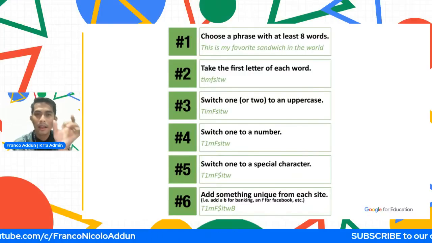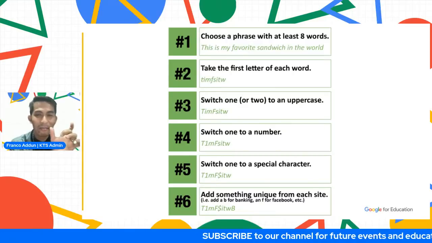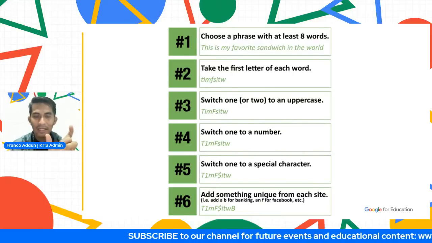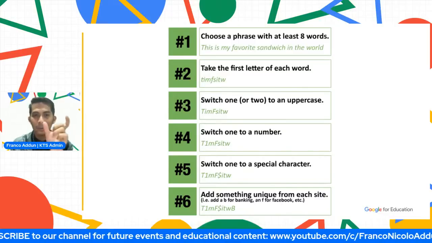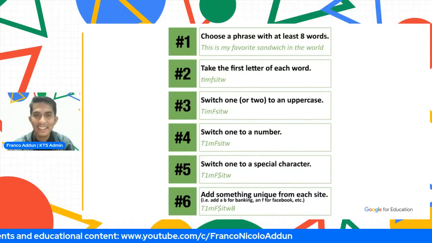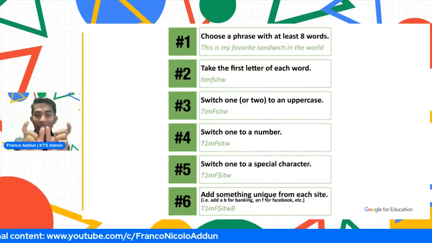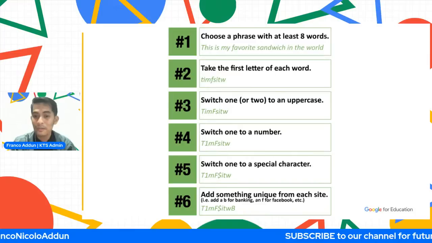Say for example, mother password FB. Ibig sabihin, yung mother password mo, nilagyan mo lang ng FB kasi yun yung gagamitin mo for FB. Mother password IG, because that password will be used for IG. Mother password TikTok, ibig sabihin that password will be used for TikTok.